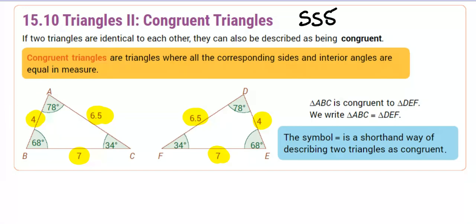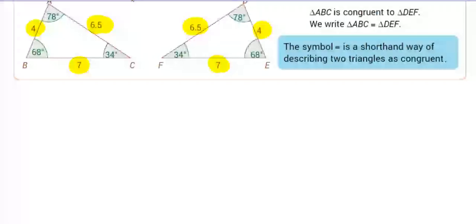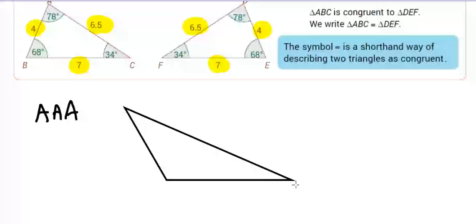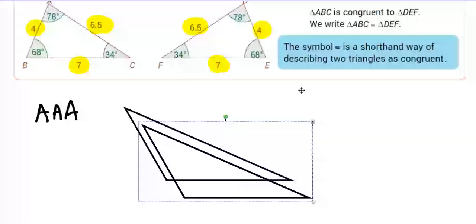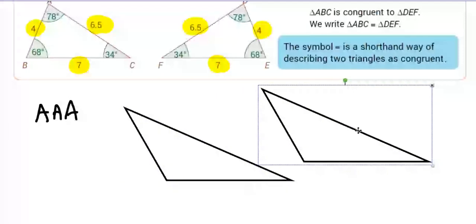Now, does AAA work? Angle, angle, angle. Okay, I'll show you why angle, angle, angle doesn't work right now. Angle, angle, angle is, they're similar but not identical. Everybody see that triangle there? Okay, there's its clone. Because I cloned it, all these triangles are congruent.